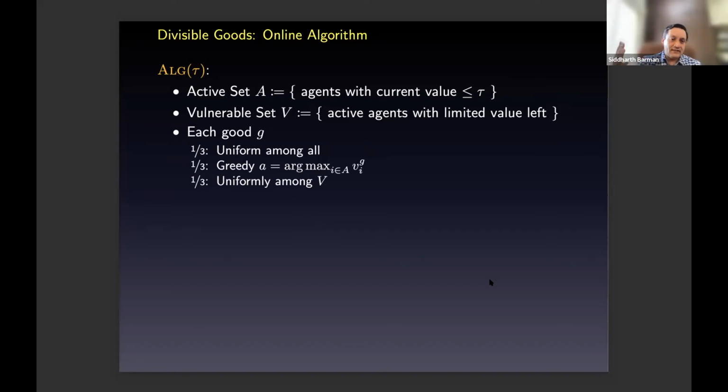So interestingly, at a high level, this is a mix of the two extremes. 1/3, or some part of it, you're purely being egalitarian, uniformly distributing. The other 1/3, you're just doing a very greedy exercise, giving it to the agent that values it the most. So the 1/3 that remains, you assign it among the vulnerable agents. So that's the algorithm.